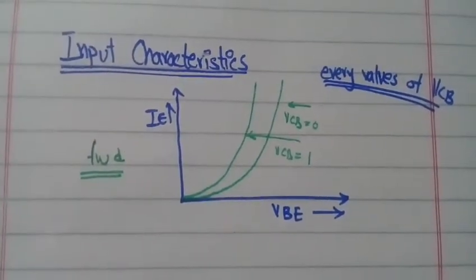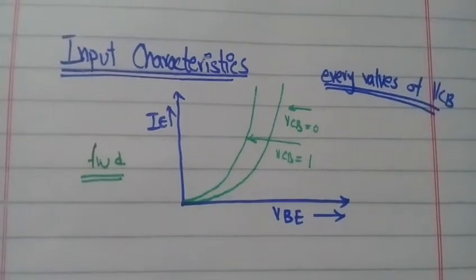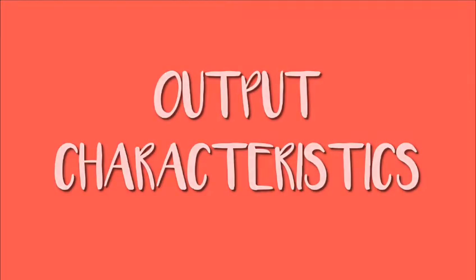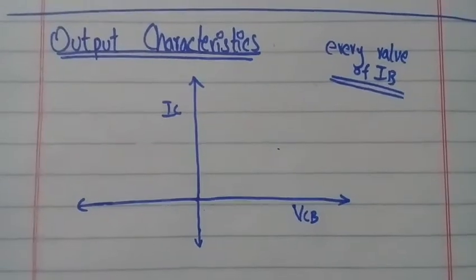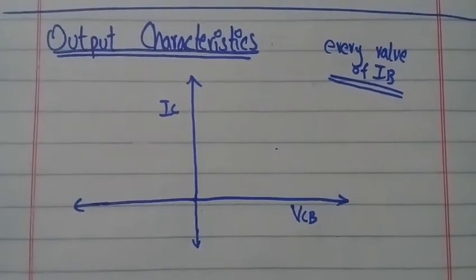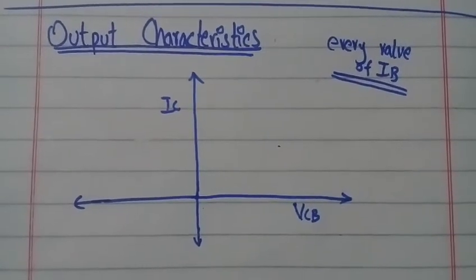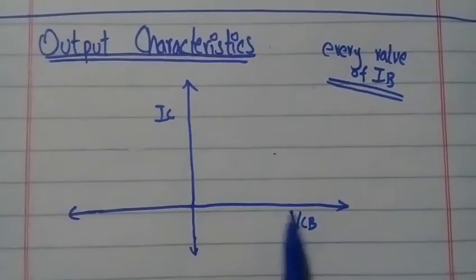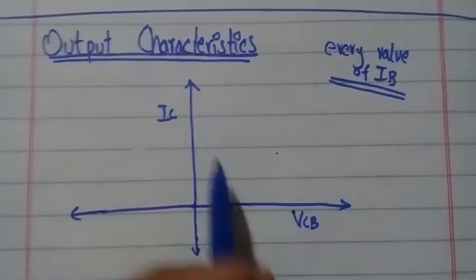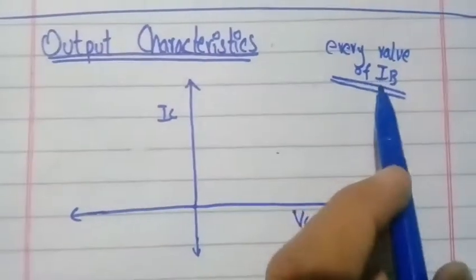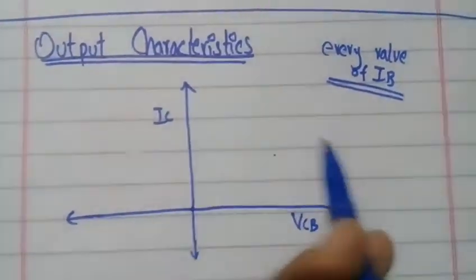Now we will see the output characteristics of common base configuration. As we know, the output characteristics of common base configuration are drawn between IC and VCB. VCB is on the x-axis and IC is on the y-axis, and for every value of IB, one line will be plotted on the graph.